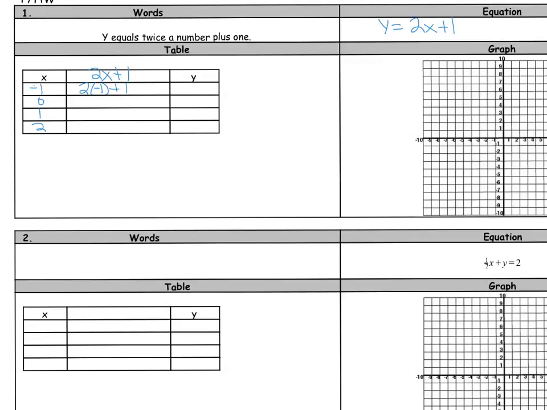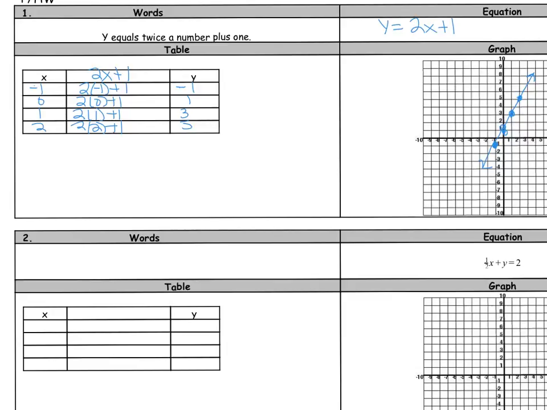So 2 times -1 is -2, plus 1 is -1. 2 times 0 plus 1 is 1. 2 times 1 plus 1 is 3. And 2 times 2 plus 1 is 5. And so once I have my table, then I can graph my line. So I'll go to -1, -1, 0, 1, 1, 3, and 2, 5. And there's the linear equation, y equals 2x plus 1.